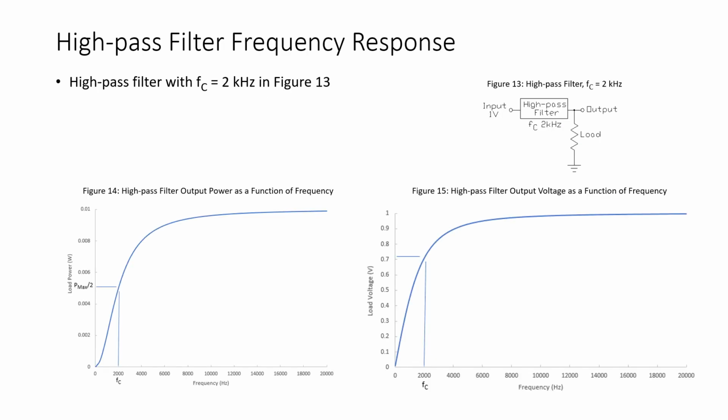So let's look at a high pass filter circuit and its response. We see a high pass filter in the circuit of figure 13, input voltage of 1 volt. It's stated to have a cutoff frequency of 2 kHz. And again, the plot that shows us load power as a function of frequency is shown in figure 14. We can see that at the cutoff frequency, 2 kHz, the output has dropped to 1/2 of the maximum load power, which would be 5 milliwatts.